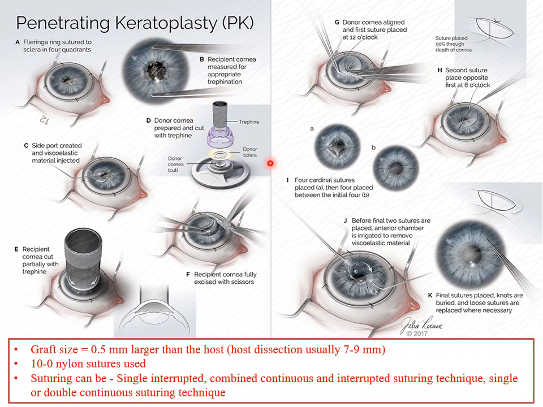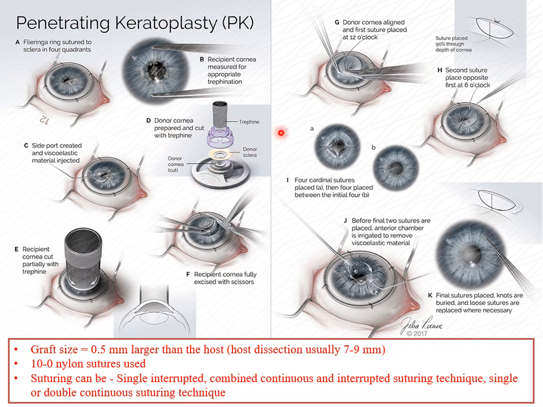Now, when you are trephining the donor cornea, remember the graft size is about 0.25 to 0.5 mm larger than the host. So if this is, say, 8 mm, the donor cornea should be around 8.5 mm in size. Then, once the diameter is measured, the side port is created and viscoelastic material is injected. You have to deepen the anterior chamber.